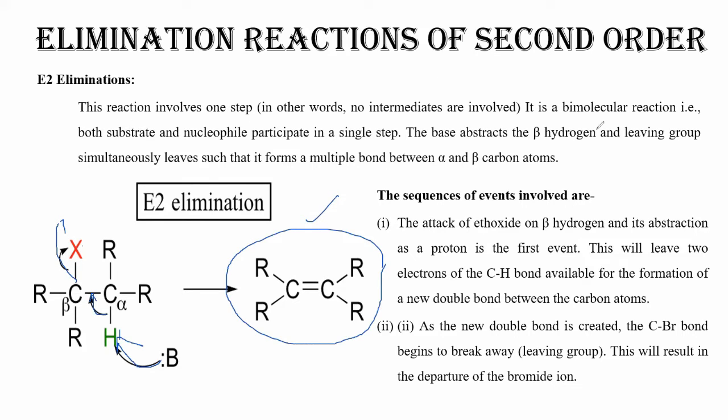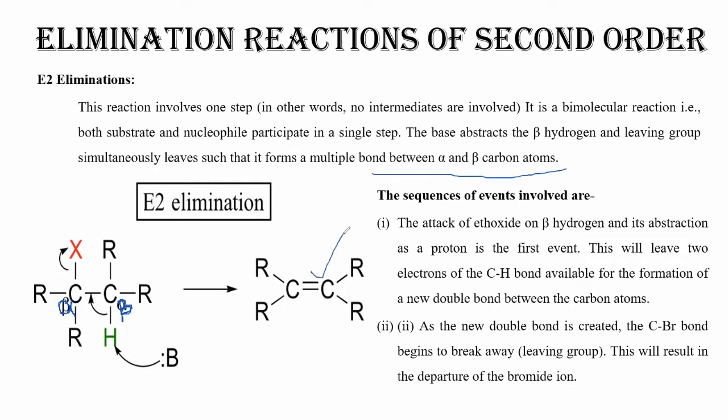It involves one step, fine. It is a bimolecular reaction, that also we have seen, and abstracts the beta hydrogen and leaving group. So basically here one thing should be swapped. This particular carbon is beta and this particular carbon is alpha. The image is a little bit incorrect. This is alpha and this is beta. Always remember this. The halide bearing carbon will be alpha and the second one will be beta. So multiple bond will be formed between alpha and beta carbon atom. That also we have seen.